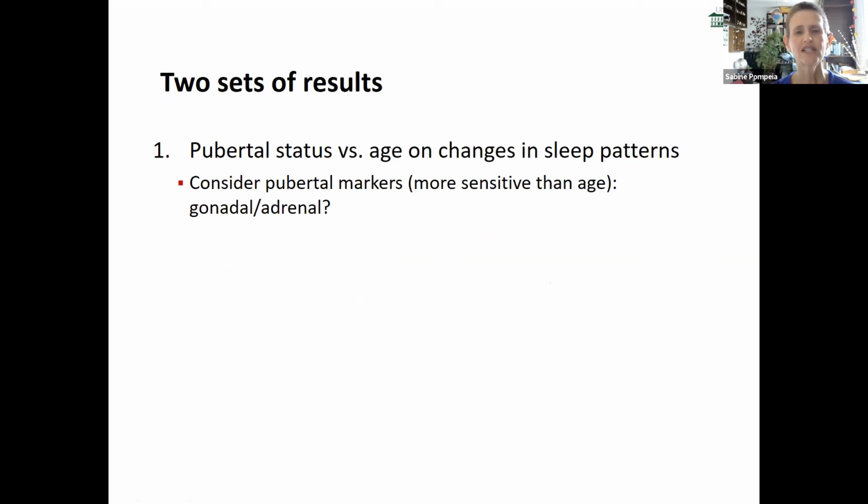So regarding this first set of data, we showed that it's really important to consider pubertal markers in terms of sleep changes throughout adolescence, because they seem to be more sensitive than age to these changes. But it's rather unclear if these effects have to do with gonadal or adrenal changes, and the literature has little to add in this respect as well.